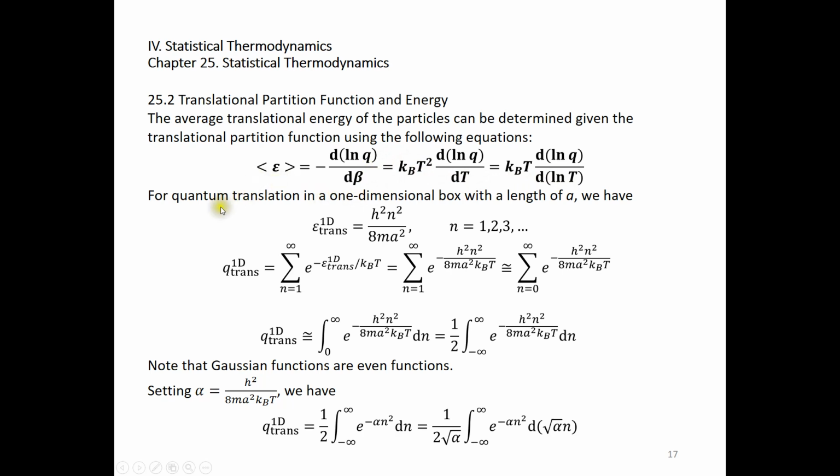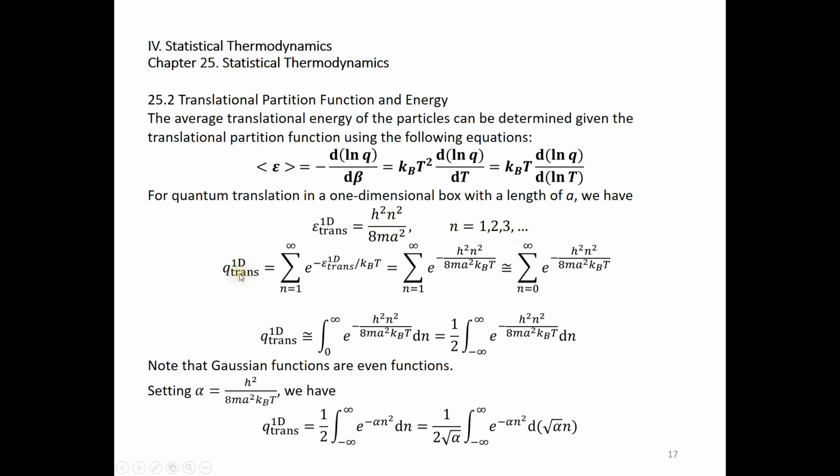For quantum translation in a one-dimensional box with a length of a, we have the energy levels here. The one-dimensional translational energy epsilon is n squared h squared over 8ma squared. h is the Planck constant, m is the mass of the particle, a is the dimension of the box, and n is the quantum number: 1, 2, 3, 4, integer numbers.